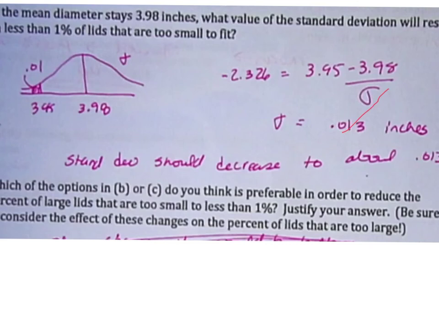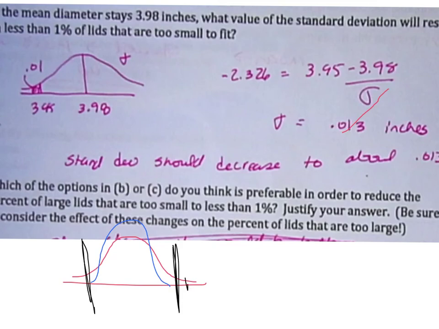Now, in the last question, they want to know which is preferable, changing the mean or changing the standard deviation. The problem about changing the mean is if you shift it up higher, you're going to have more lids that are too big. However, if you take the spread and make it less spread out, you're going to have fewer lids that are either too big or too small.